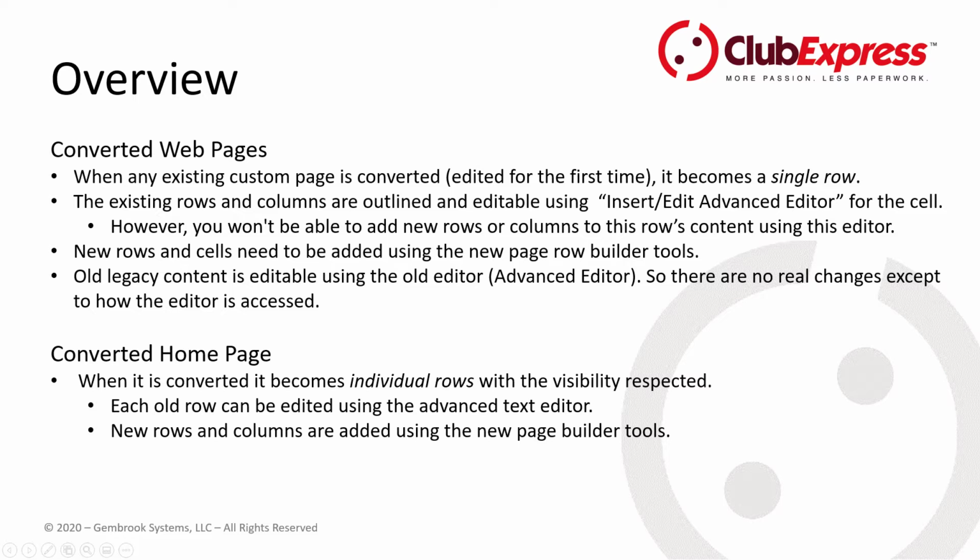So an existing web page will be converted to one row with these outlined areas for what used to be page rows. The home page, on the other hand, used to have a little different editor, and that had different rows that you could make visible to different audiences. You can make something visible to everyone, or visible only to members, or visible to people that are not members, like a Join Now button. When that gets converted, it gets converted into individual rows in the new editor, and each row has the permissions that the homepage row used to have. And new rows and columns are added using the new page builder tool.